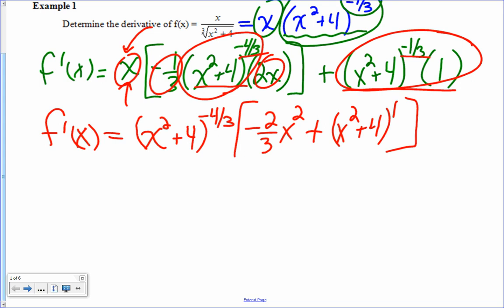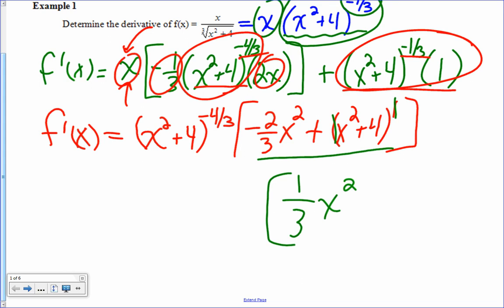Yep. All right, so now let's clean this up. What do we got here? Well, that's to the first power now, so do I really need these parentheses? No, so what do we got here? We got negative 2/3 x squared plus x squared. It's really plus 1 x squared, right? So a positive 1/3 x squared is in here, right? Plus 4 times this out front.